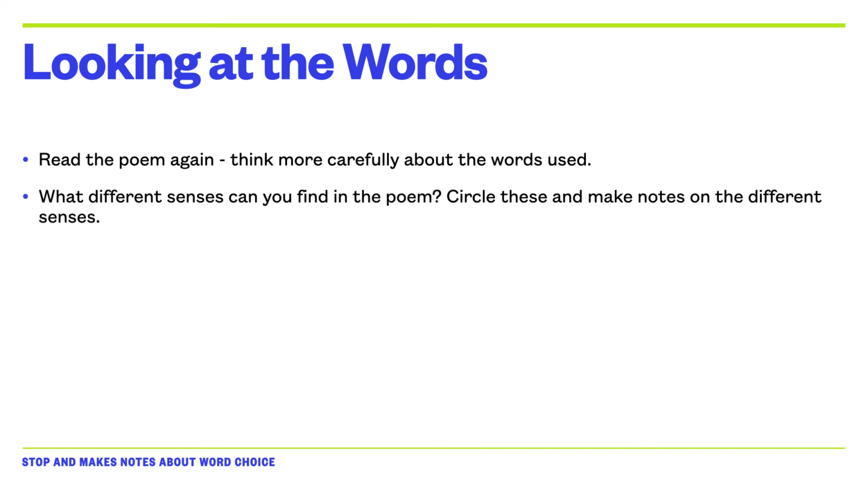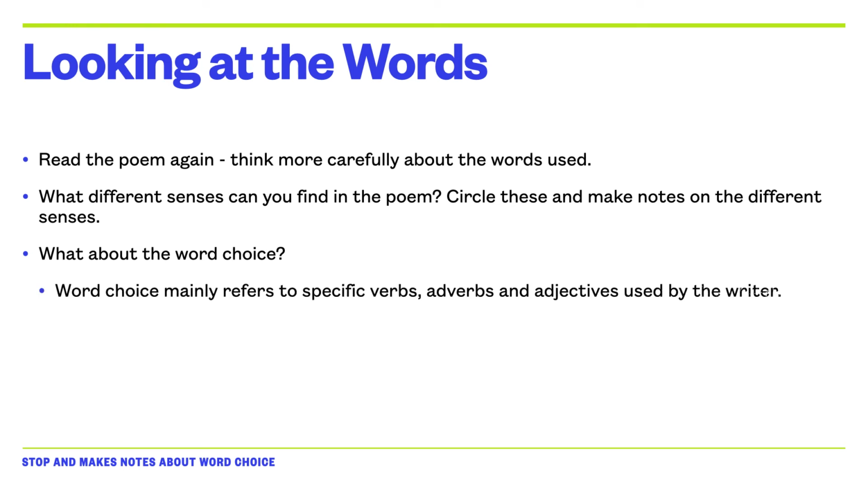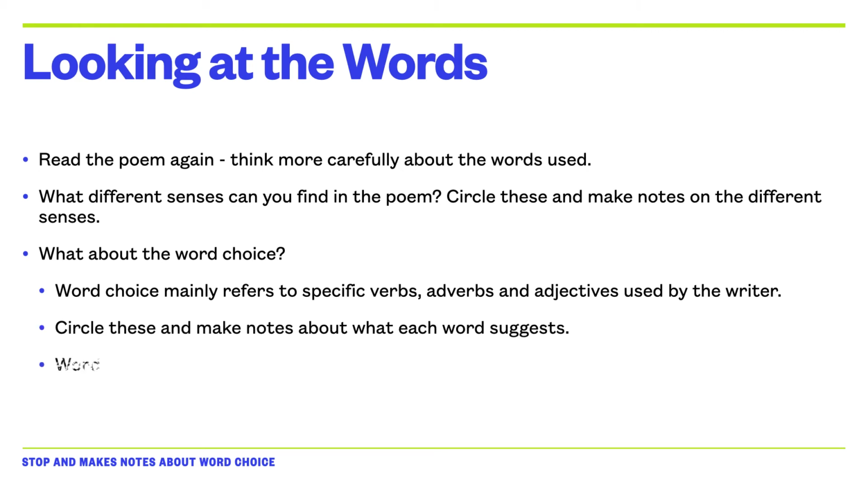Can you find different senses in the poem, for example? Circle these and make notes on what senses you can find. Then think about the word choice. Okay, especially the verbs, adverbs, and adjectives. Circle these and make notes about what each word represents. And remember, word choice can help you identify the speaker's tone.